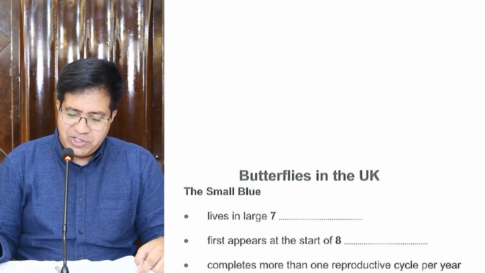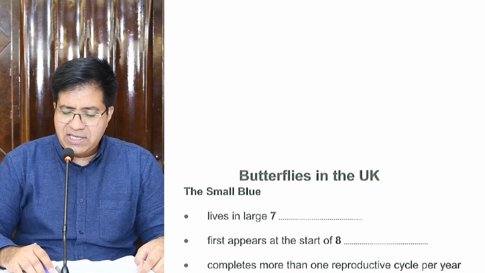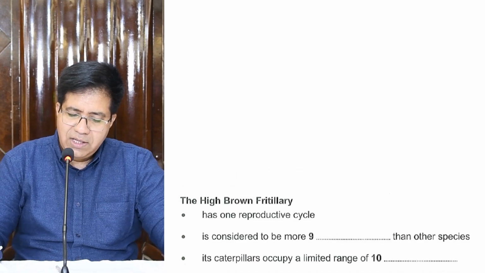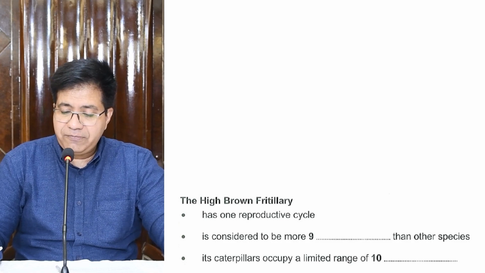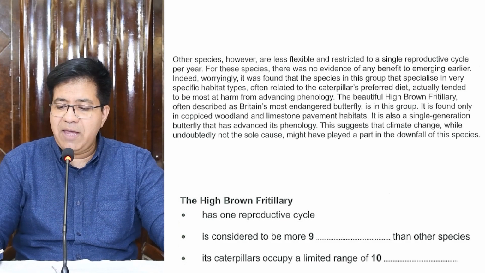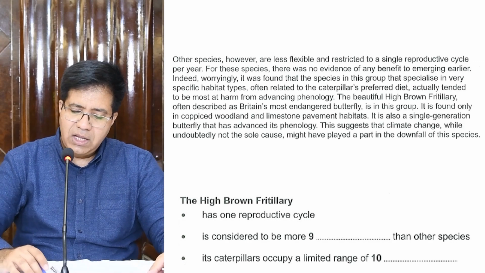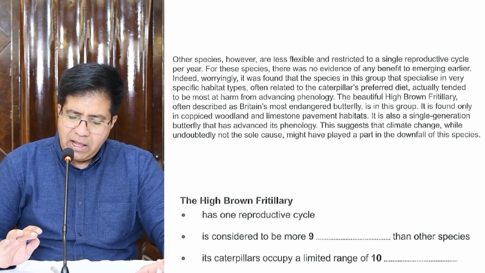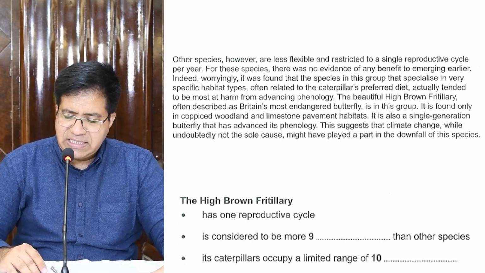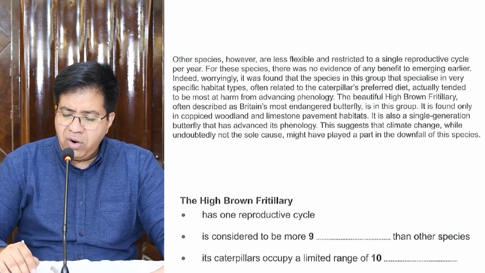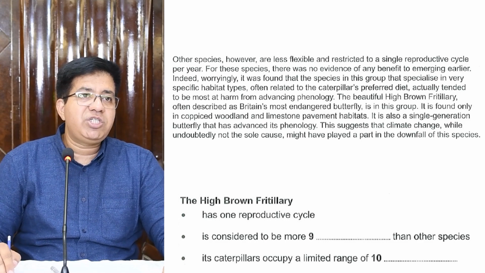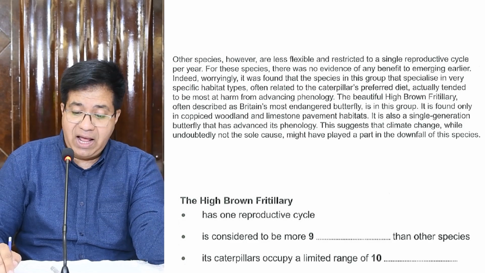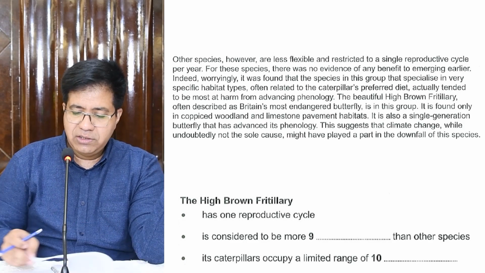Next, there is no question. And the second one is high brown fritillary. Now look for high brown. Okay, third paragraph. In the third paragraph, we've got high brown fritillary. So, has one reproductive cycle. High brown fritillary is considered to be more dash than other species. What do they mean by other species? Other species of butterflies. More dash. So we come back.